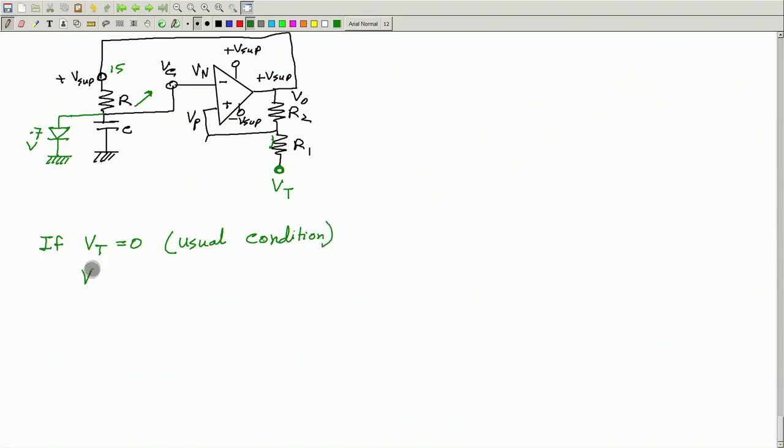And if I make V T less than 0, V T equal to negative, okay, sufficiently negative, then this is like triggering this Schmitt trigger. So this is the triggering.